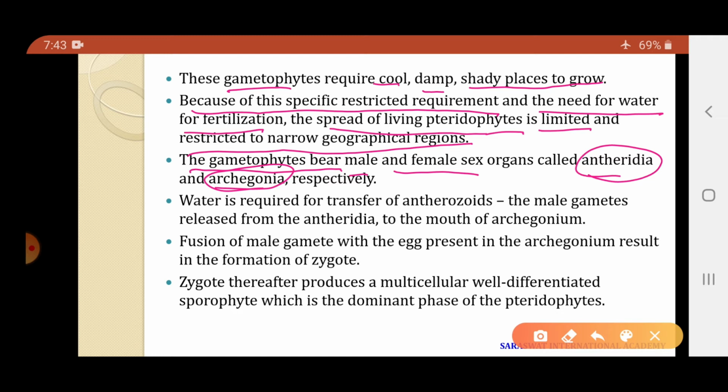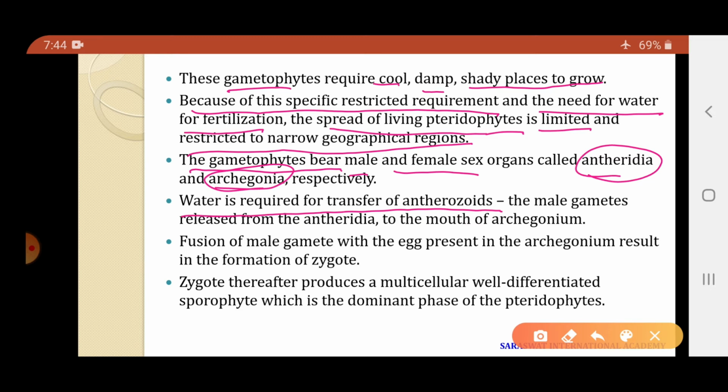Now same thing, the male sex organ will develop the male sex gametes or male gametes which are called as antherozoids. The female sex organ that is archegonia develops the female gamete that is an egg. Now students, here also water is required for the transfer of antherozoids. जैसे bryophytes में male gamete used to swim in water and reach the female gamete, same thing occurs here. Water is very much required for fertilization.